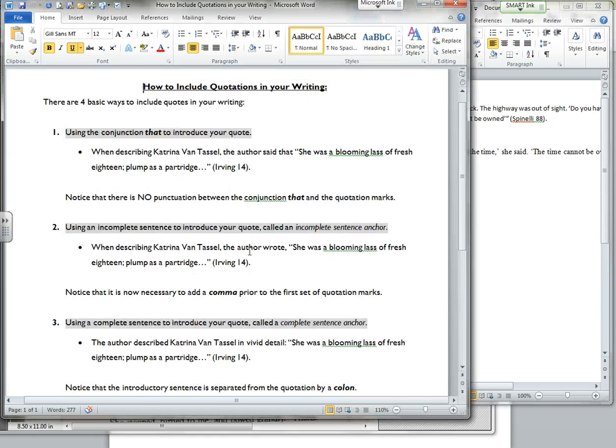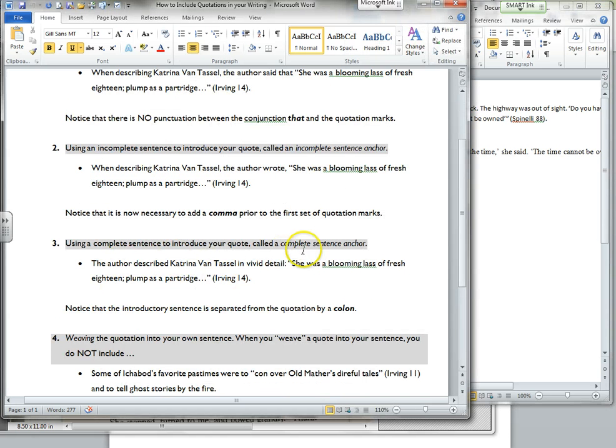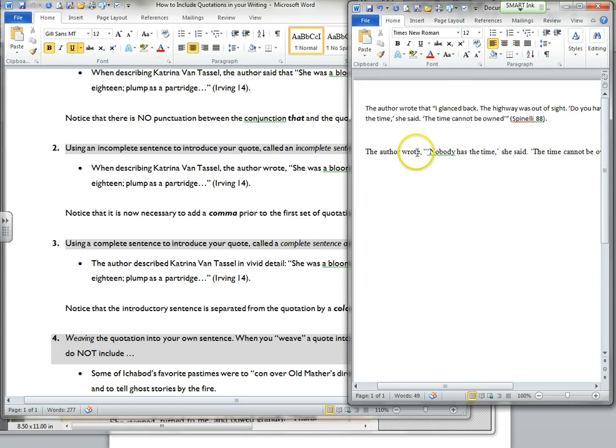And then the last way that I would suggest you do it is what we call a complete sentence anchor. So this is the one where the author described the event, described the character, described whatever you're talking about in chapter blank. Okay, I have in vivid detail here. That's a complete sentence. Or you could just say in chapter, the author described this in chapter 23. And then you're going to go colon.